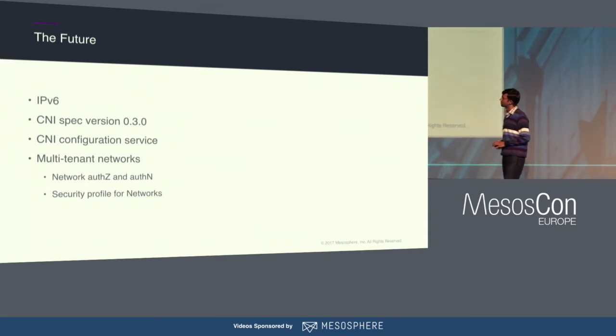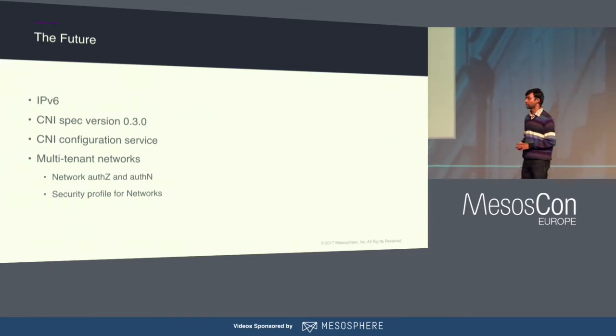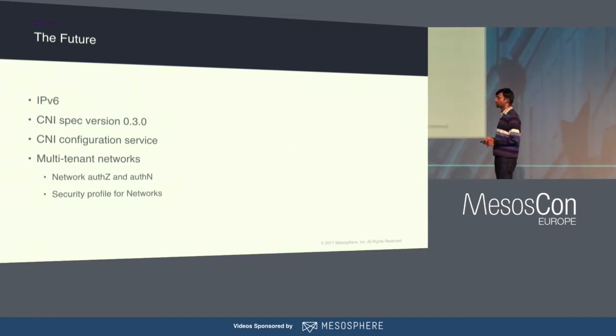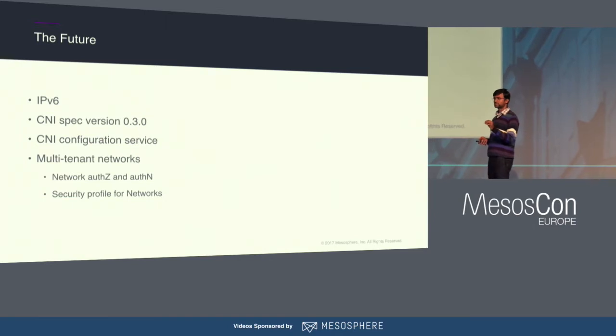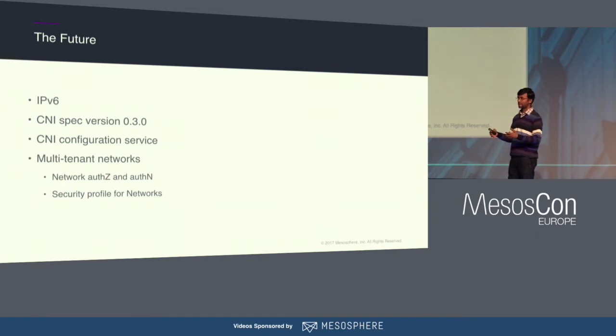Then we are working on something called CNI spec version 0.3, which introduces a nice concept called service chaining. So imagine that you want different services to use different CNI providers. Today, you cannot really mix and match those CNI providers into a single virtual network. But with service chaining, you would be able to do that.